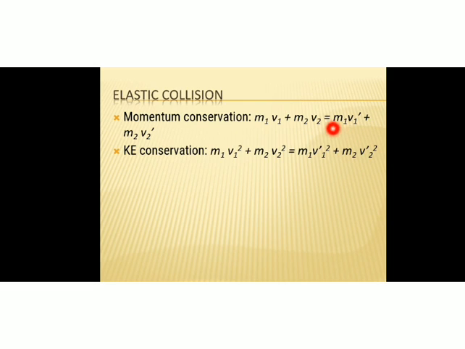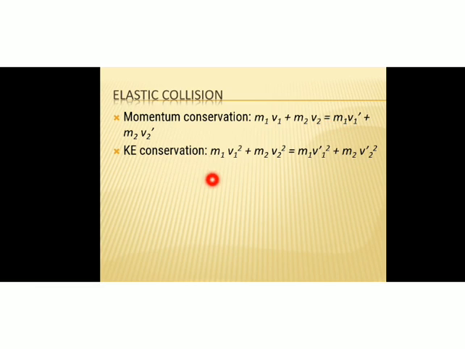Now here m1v1 dash implies the momentum of the first object after collision, m2v2 dash implies the momentum of the second object after collision. So m1v1 dash plus m2v2 dash implies the total momentum after collision. So this statement implies the total momentum before collision is equal to the total momentum after collision.